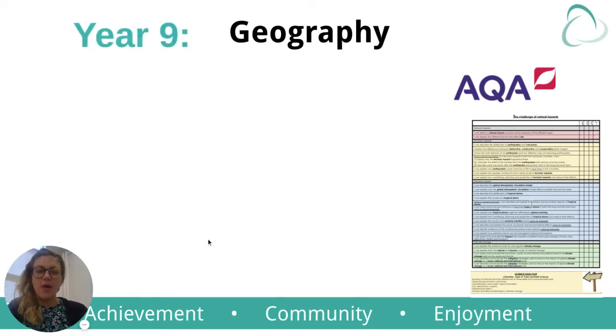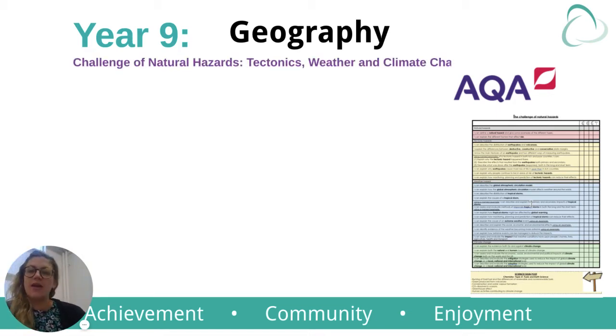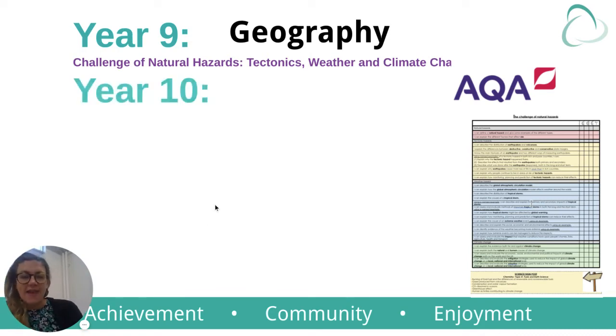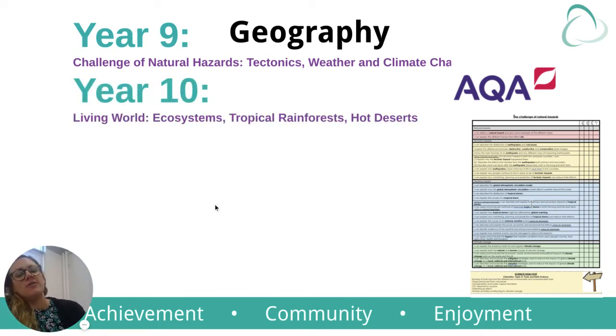So, how the GCSE geography curriculum works. With year 9, we start off with looking at challenge of natural hazards, tectonic, weather and climate change. Then in year 10, we start off with looking at ecosystems. So the unit called the living world, we look at ecosystems, tropical rainforests and hot deserts.